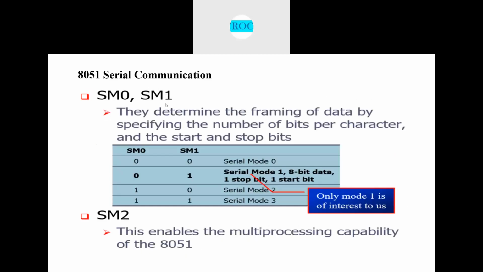As I said, SM0 and SM1 define the mode of serial communication. Here we'll be discussing only serial mode 1, which is nothing but our UART mode, having one start bit and one stop bit. The data frame is performed with one start bit and one stop bit. We'll discuss this mode 1 in detail in today's class.